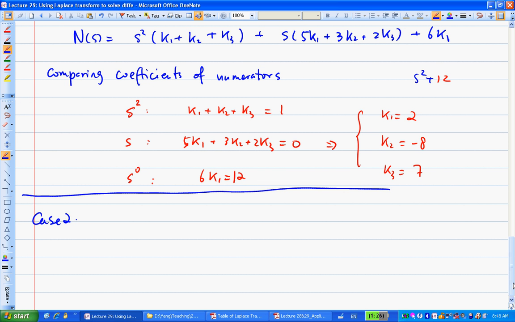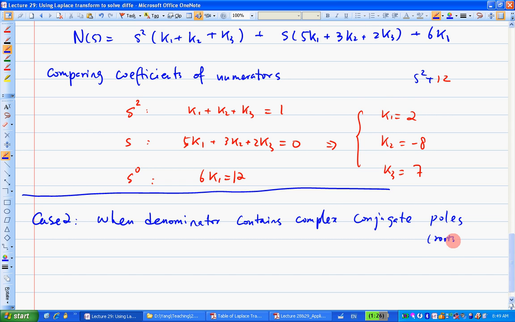Any questions? Yeah. So the second case is when the denominator contains complex conjugate poles, or sometimes we call them roots.